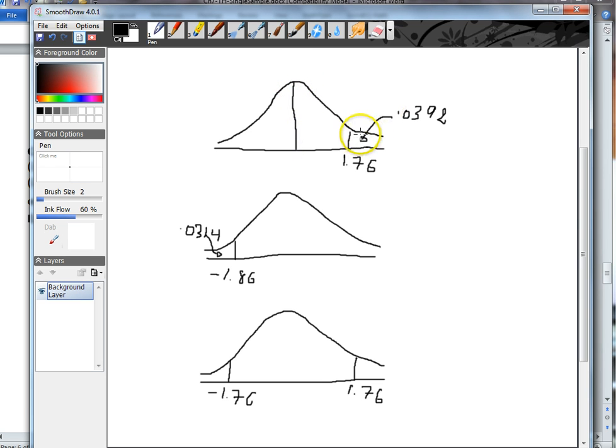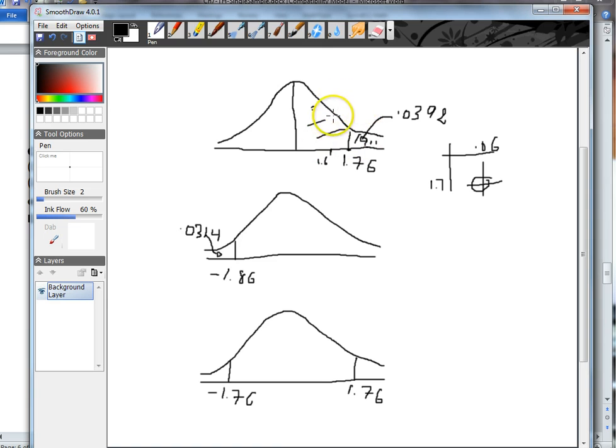So I want to compute this area. This is not the critical value. Say if my alpha is 5%, my critical value would be here, and this would be 1.645. But this is my test statistic value. So I want to find this area. I go to the Z table. I go to 1.7, then 0.06, and I find this area, and that would be this probability.